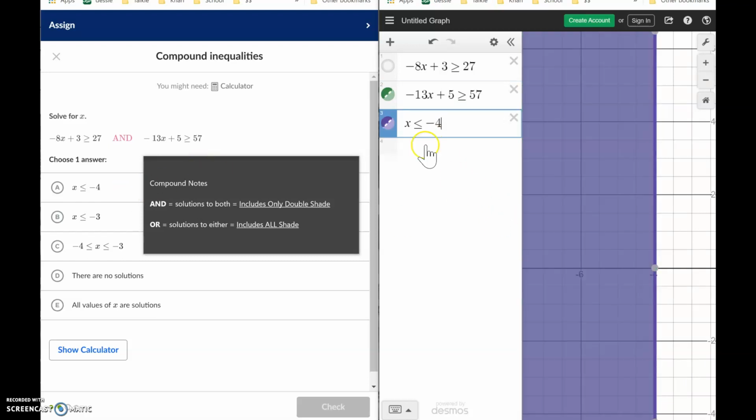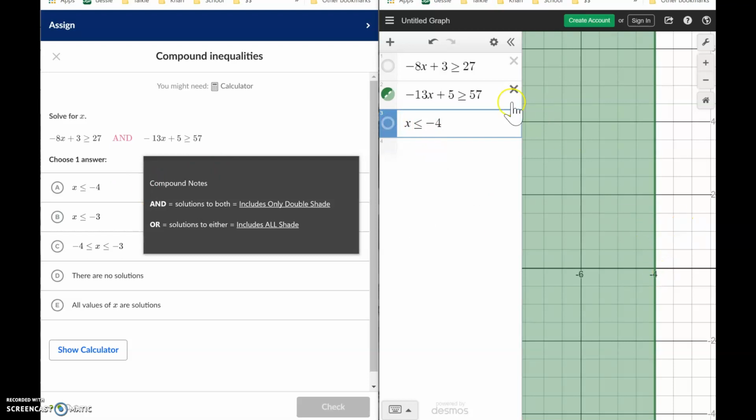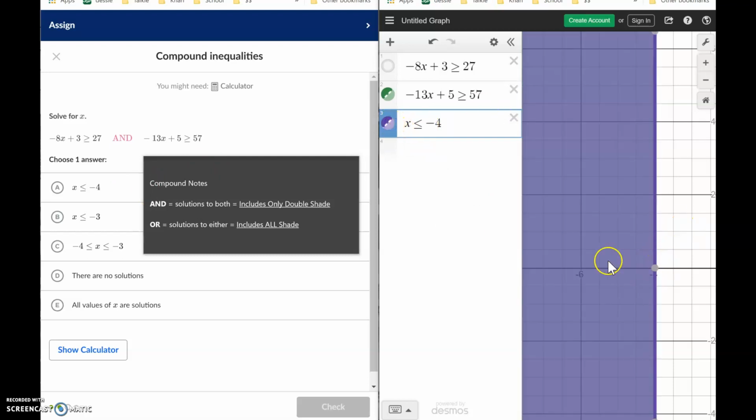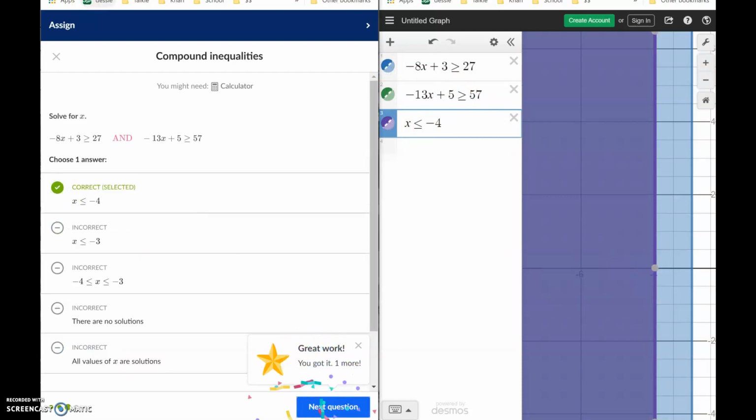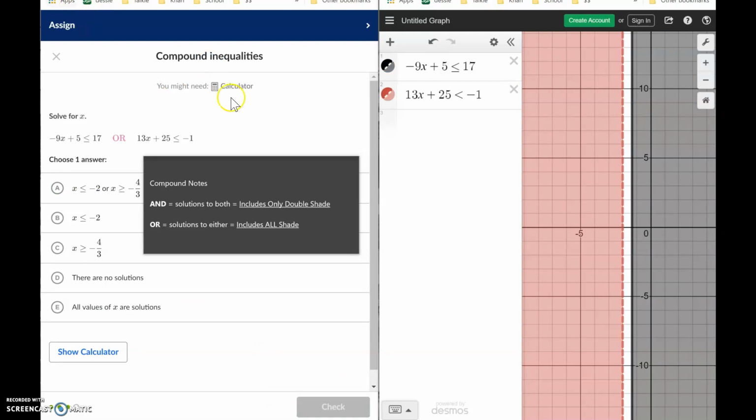Boom. Option A again. It's a solid line on a solid line, which is what we want. It's shaded to the left of -4. It's matching up only with the double shade, so that's our answer. A minute 24 seconds. Here's our 5th example.